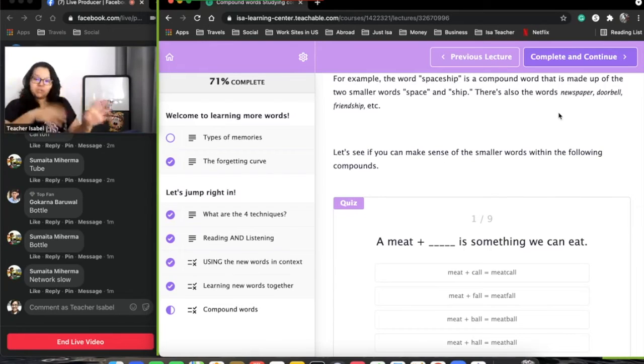But so some other compound word examples would be newspaper, doorbell, friendship. Yeah, newspaper being news and paper. Doorbell, friendship. Right? A friend is obviously a person, and a ship is like a boat in the water. But you put a person and the boat in the water together, it becomes something totally different.